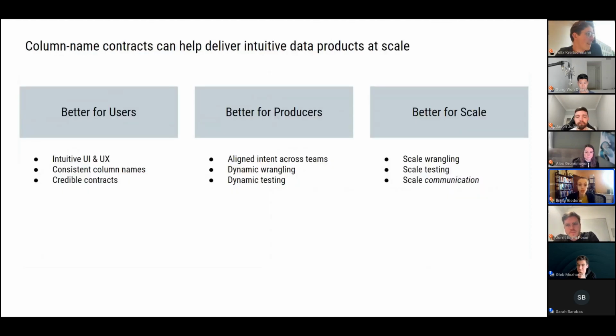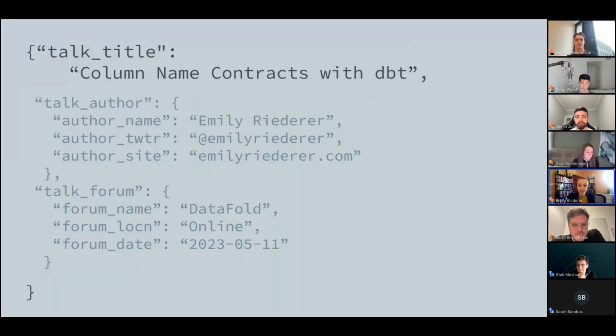So in conclusion, column name contracts can improve the user experience and developer workflow to help effectively scale data production and communication in complex data environments. Thank you.